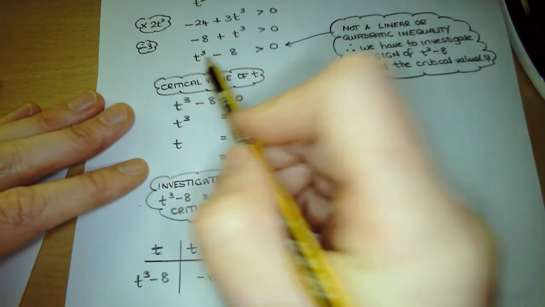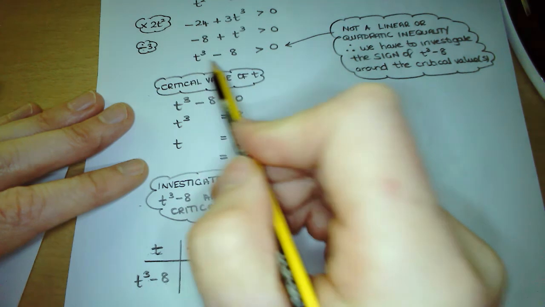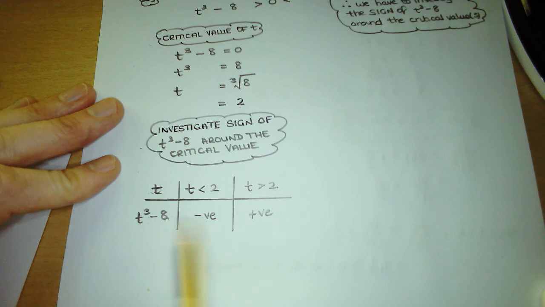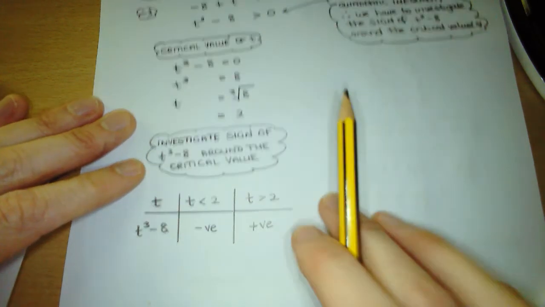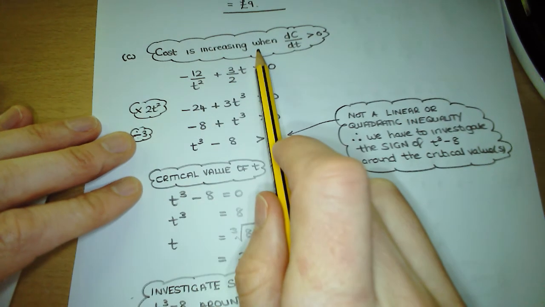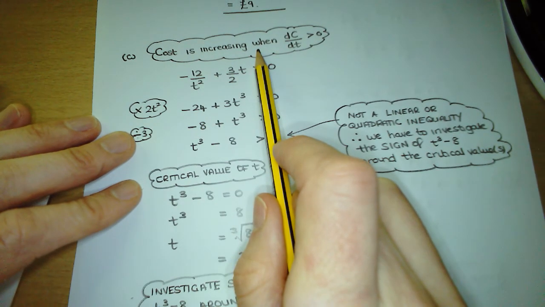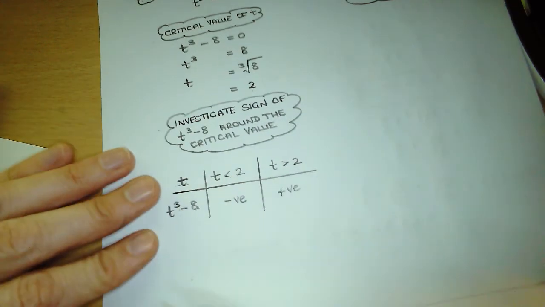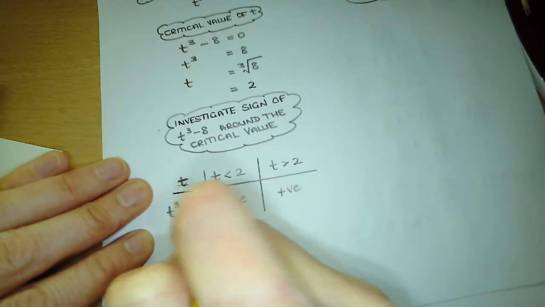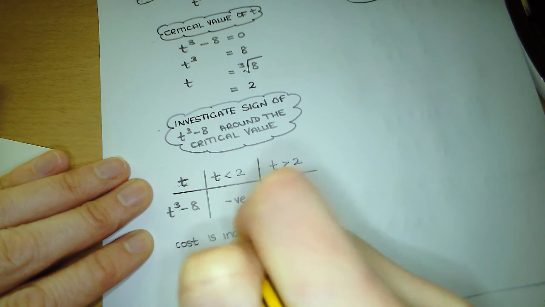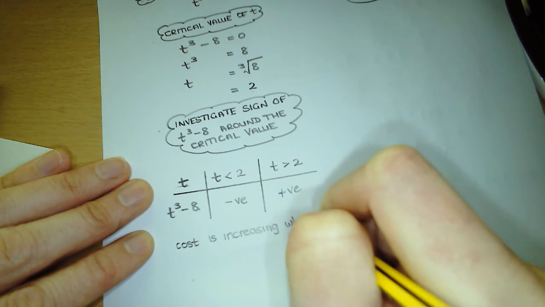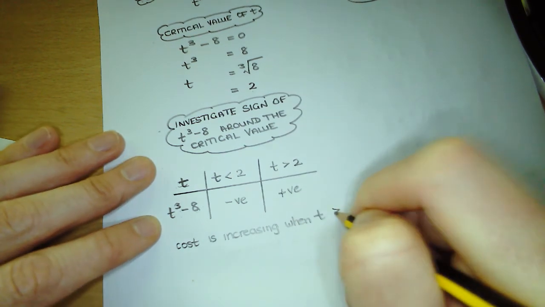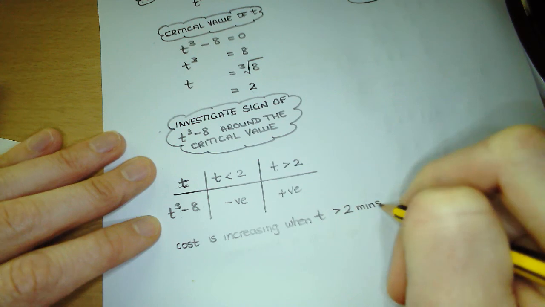So we want to solve this cubic inequality. We want to work out when is t cubed minus 8 bigger than 0. So t cubed minus 8 is bigger than 0 for t values which are bigger than 2. So in other words, what we're saying is the cost is increasing when t is bigger than 2. Okay, so therefore cost is increasing when t is bigger than 2 minutes. Okay, and that's our answer to part C.